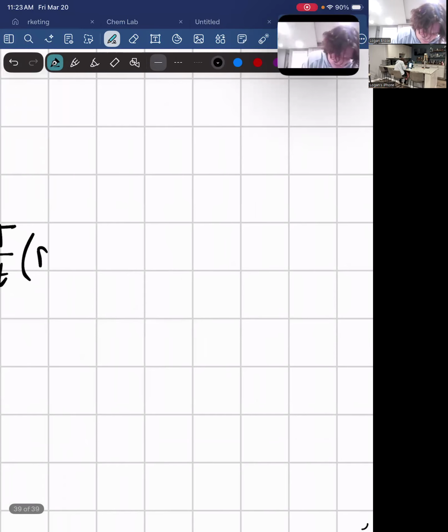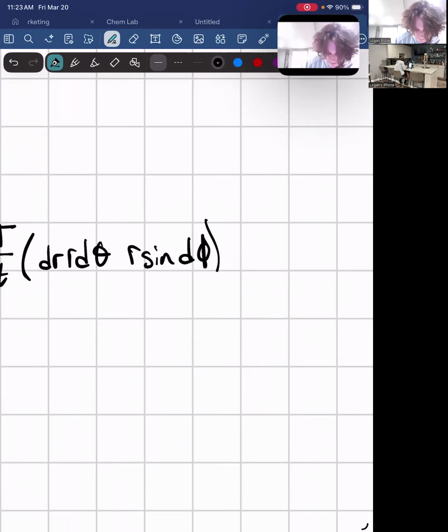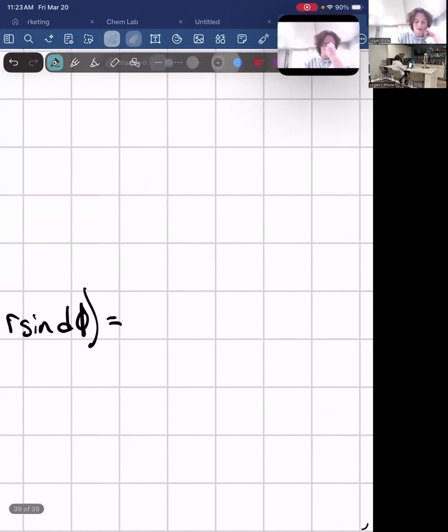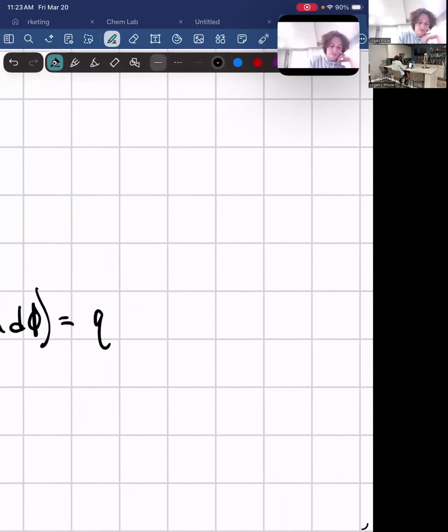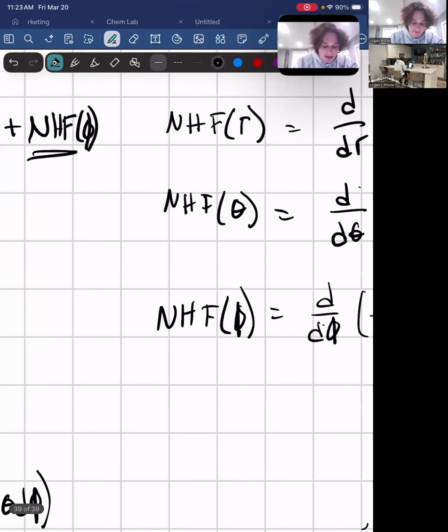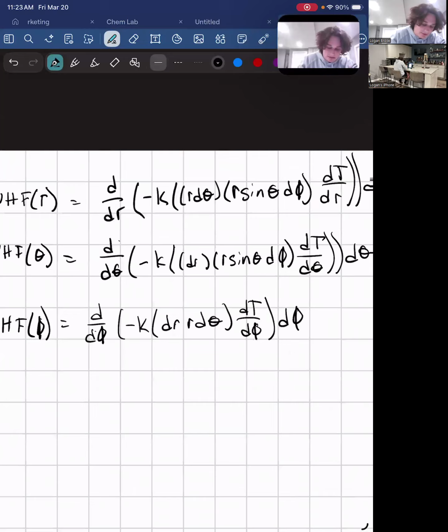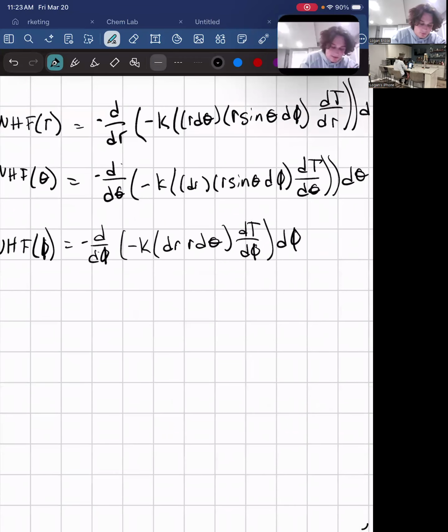dr R d theta R sine d phi, and that equals, right, our E gen, right? That's our Q times our dr R d theta R sine theta d phi, right? And then we have our three net heat flows, right? So plus, oh, these are all negatives, right? So we'll copy these down.